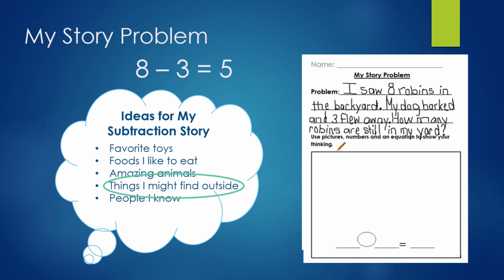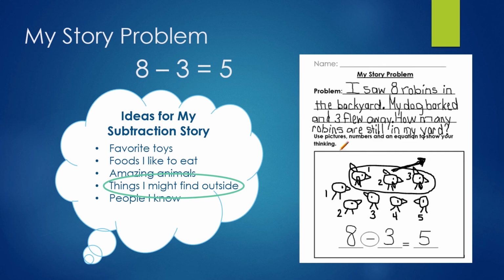Check out my problem now. I saw 8 robins in the backyard. My dog barked and 3 flew away. How many robins are still in my yard? Now that I have written my story problem, I can use pictures, numbers, and an equation to show my thinking.